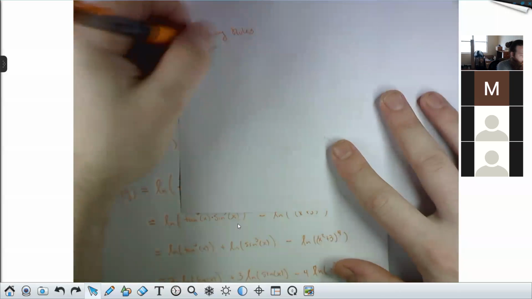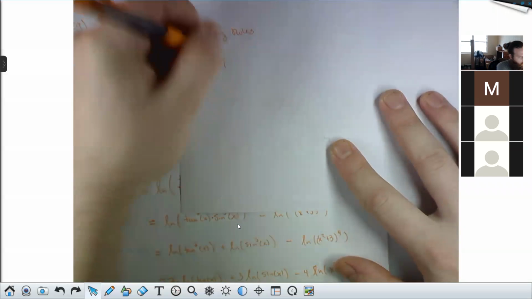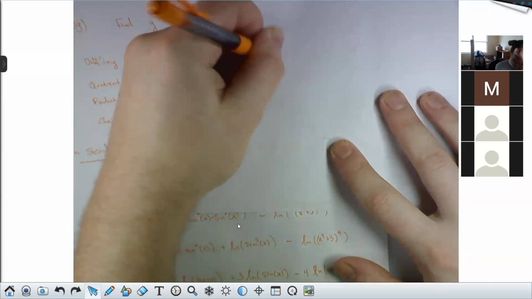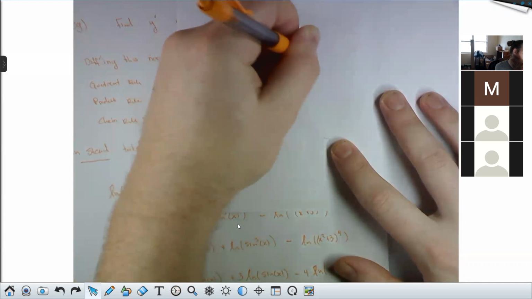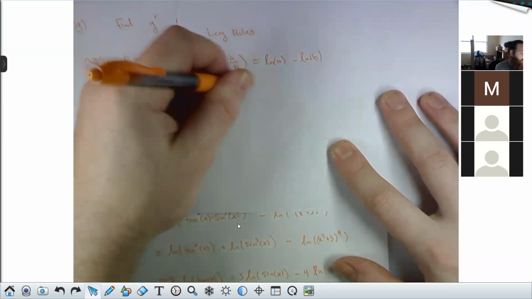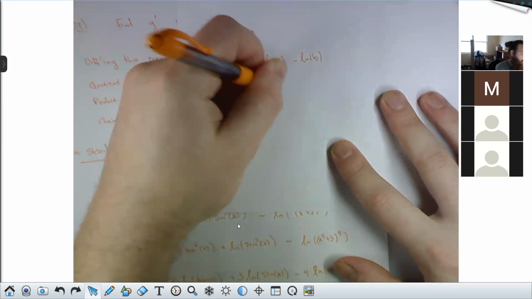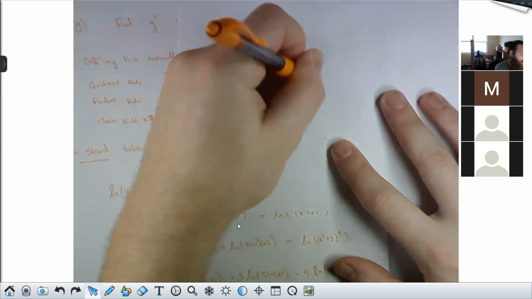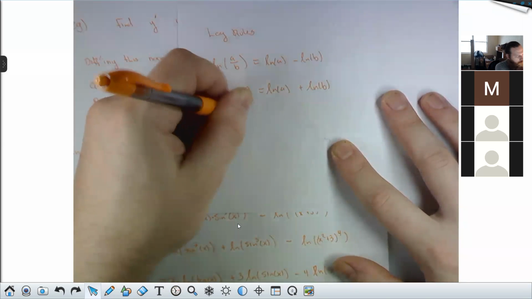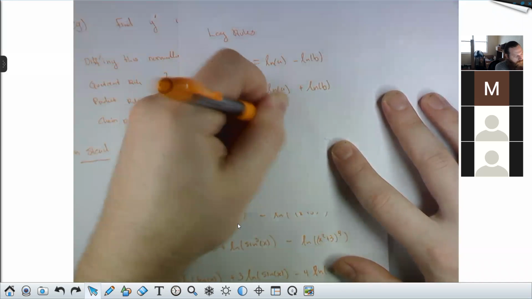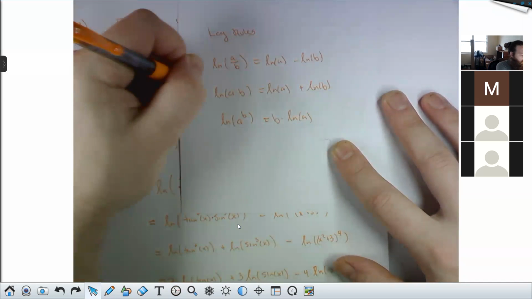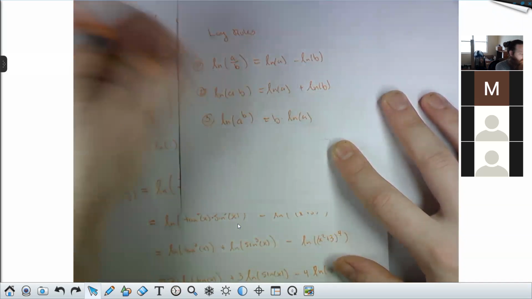I'll just write them down in terms of the natural log. The natural log of a over b is the natural log of a minus the natural log of b. The natural log of a times b is the natural log of a plus the natural log of b. And the natural log of a to the b power is b times the natural log of a. 1, 2, 3.